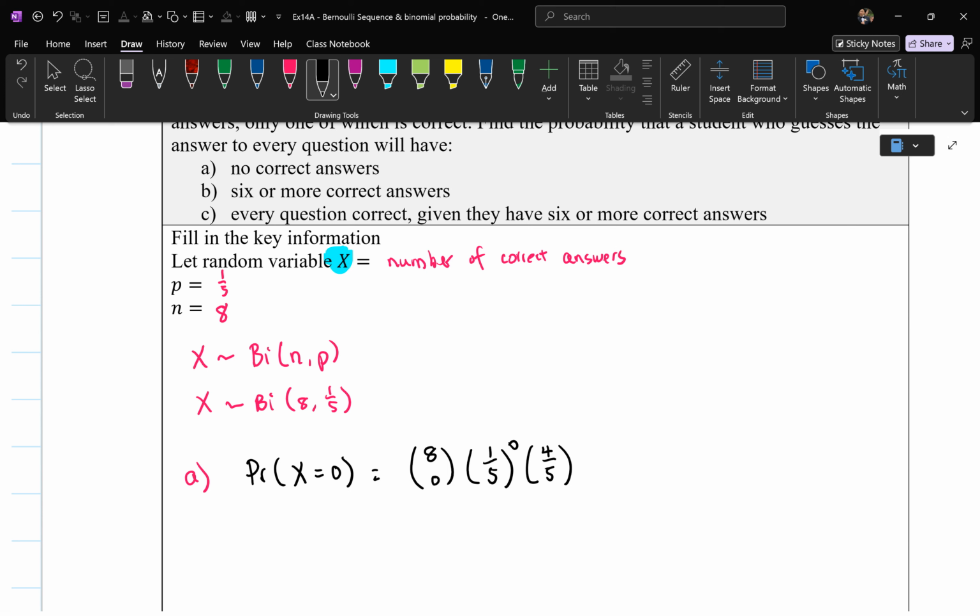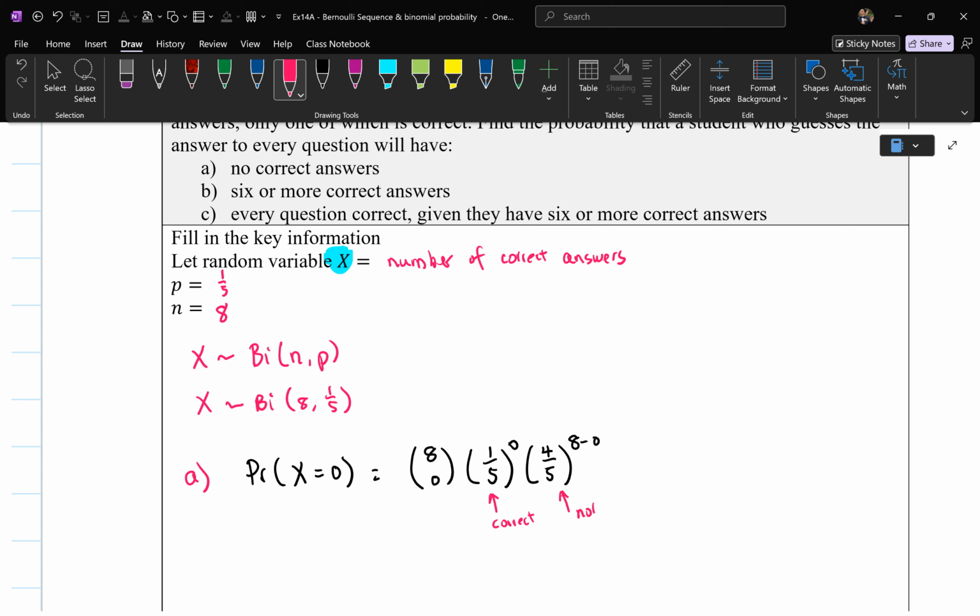Then how many of those do you want? 8. Well, think about it using the formulas: 8 minus 0. So you want 8 of those that are all wrong. All 8 questions, you want them all wrong. So this represents correct.